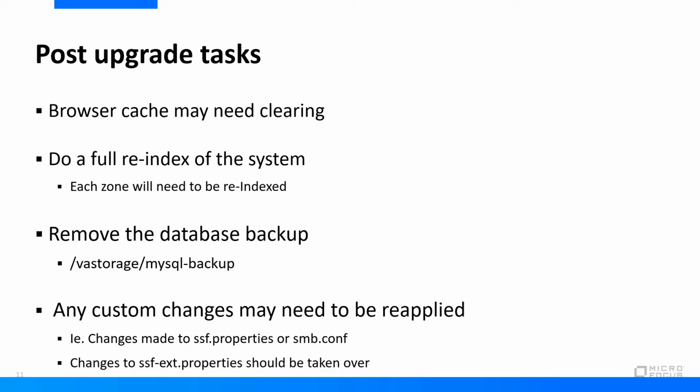There's a database backup that you may want to remove, and that will just give you a little bit of extra space. And also bear in mind that if you've made changes to SSF properties or maybe smb.conf, you will need to reapply those onto the Filr 4 environment.